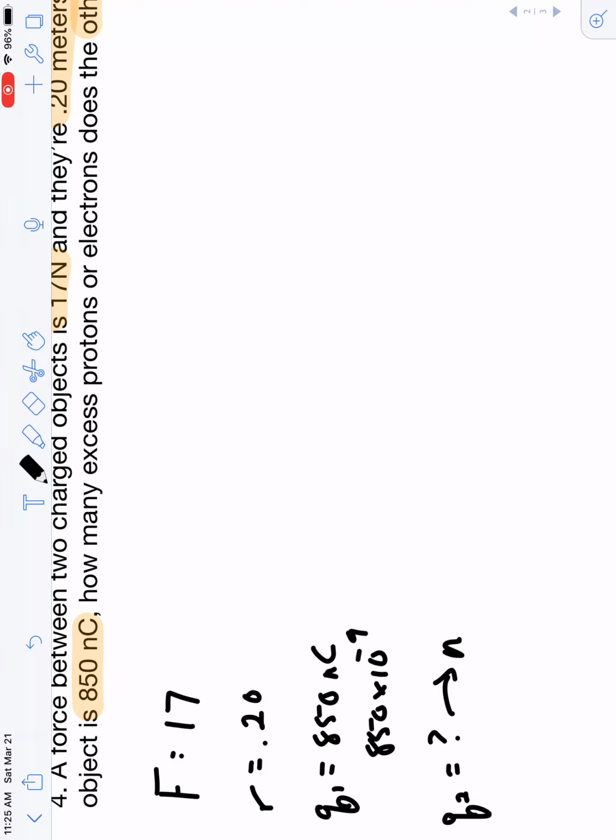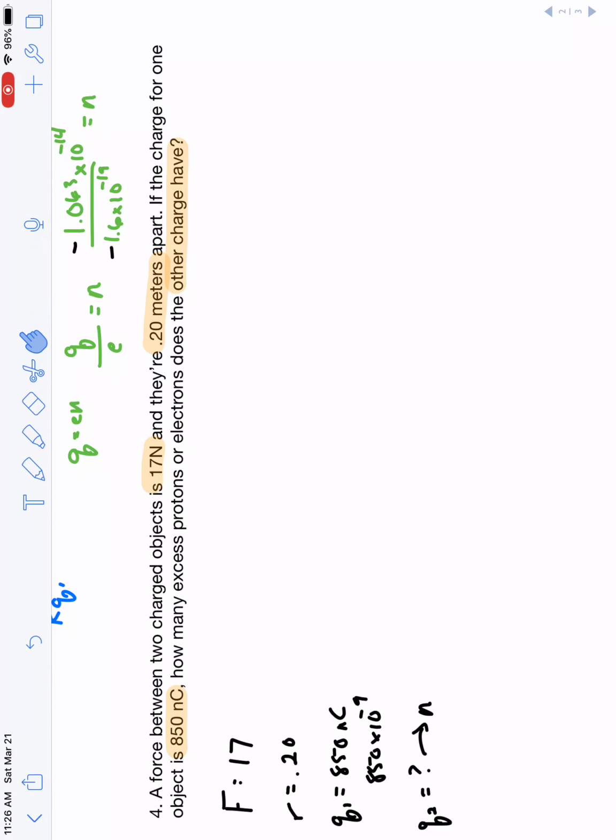Now look at the force. The force is a positive number. It's positive 17, which must mean that it's a repulsion force. If the charge of the first object is a positive 850 nanocoulombs, indicating a positive charge, then in order for a positive charge to have a repulsion force, the other charge needs to be a positive charge as well. So we know that the other charge is going to be positive, and if it's a positive charge, it's going to have an excess amount of protons compared to its electrons. Okay, so let's begin.